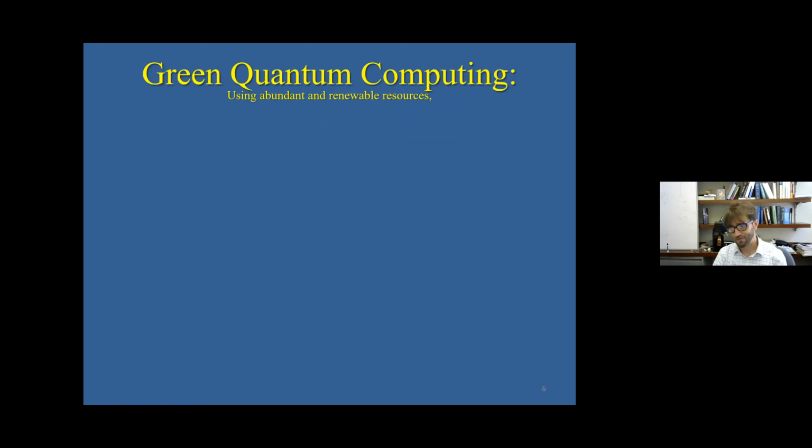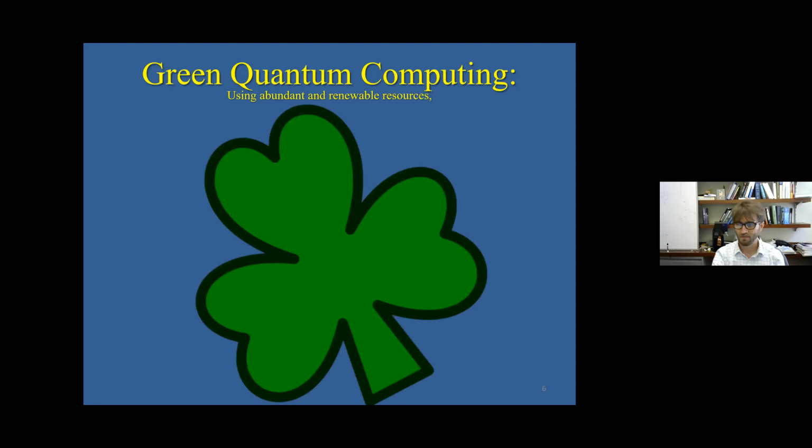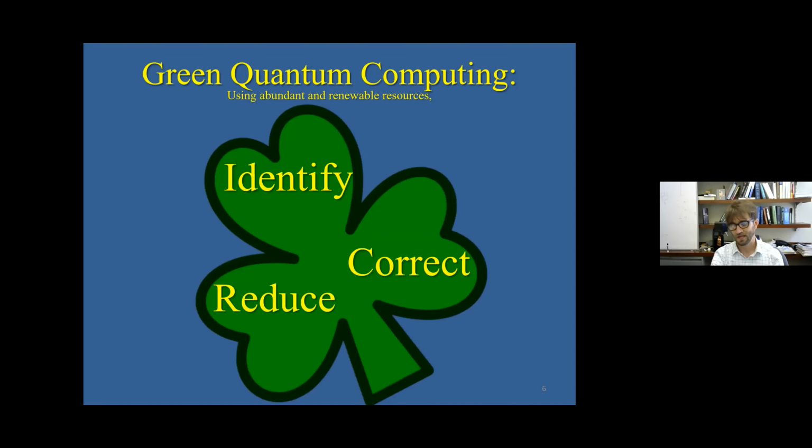I don't have a solution for you. I'm just really going to spend the whole talk talking about the problem here. But somehow, using abundant and renewable resources, we want to be able to identify, reduce, and correct errors. Or errors. All right, so cheers, everyone. This is our trinity, our shamrock of dealing with errors. And we have to do this in a way that uses the minimal number of extra qubits and the minimal number of 2-qubit gates. Those are the two things that are the hardest to use right now. Those are the resources that we care about the most.